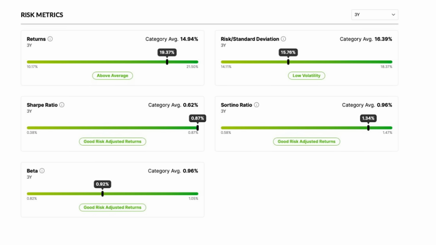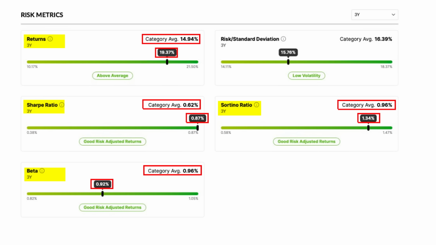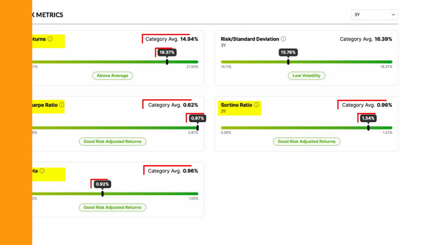Finally, if you look at the risk ratios, its 3-year returns are much higher than category average. Beta, that is volatility, is also lower than category average. And most important, both Sharpe and Sortino ratios, which suggest risk-adjusted return, are much better than category average. So overall, Axis Multicap Fund looks good. But again, this is not a recommendation. I have used it as an example to evaluate the fund.